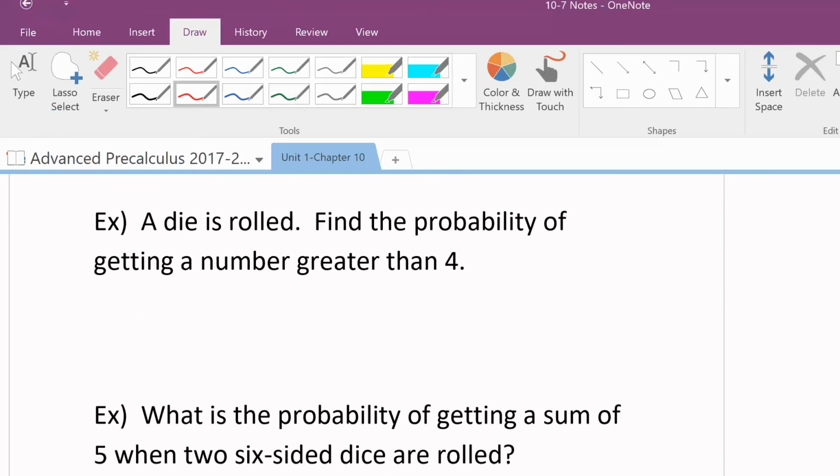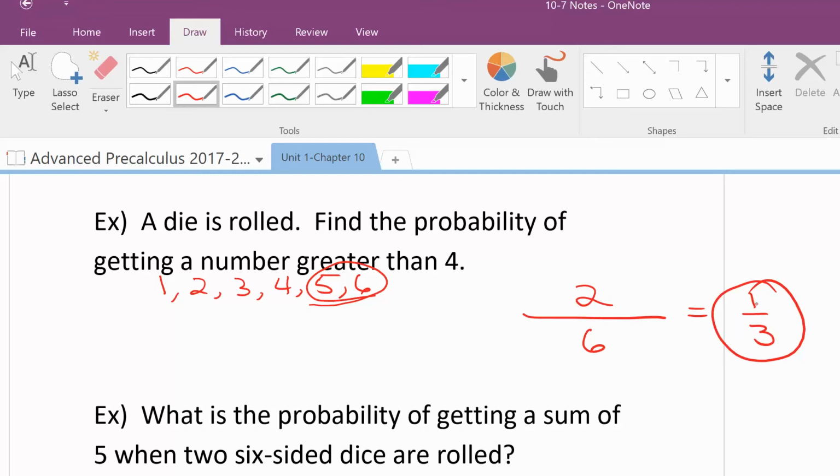All right, so let's begin. A die is rolled. Find the probability of getting a number greater than 4. Now, when we have a die, remember, we'll assume the die is six-sided. So that means we could get any number up to 6. So there are 6 total outcomes. And greater than 4, that means there are 2 of them. So 2 over 6 means that the probability is 1/3. 1 out of 3 chance to get a number greater than 4.